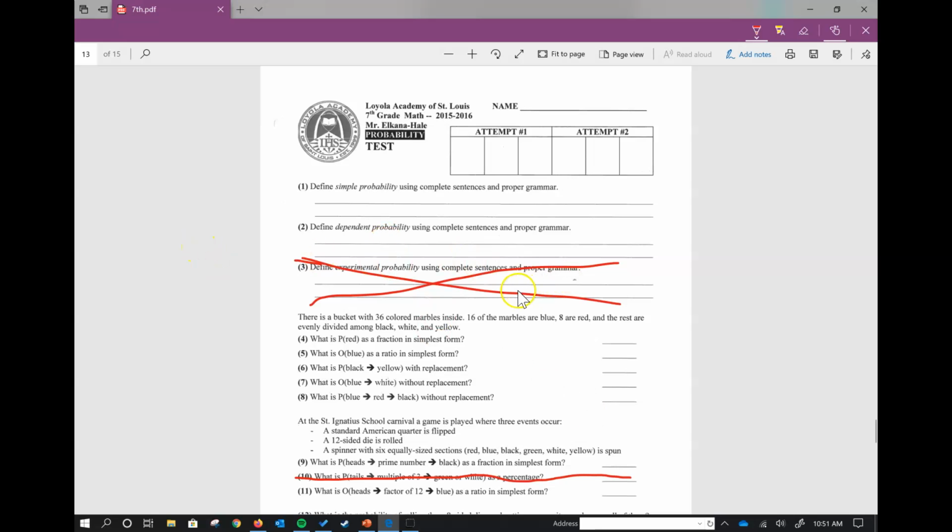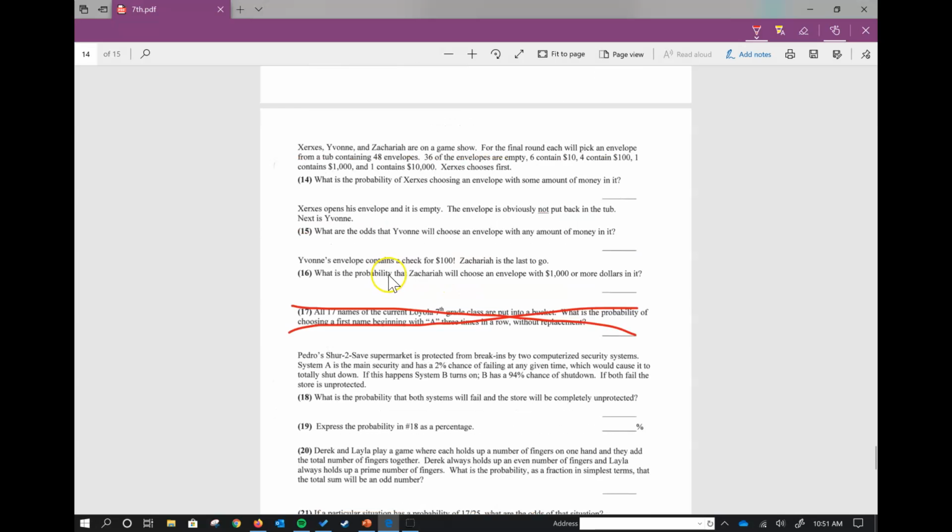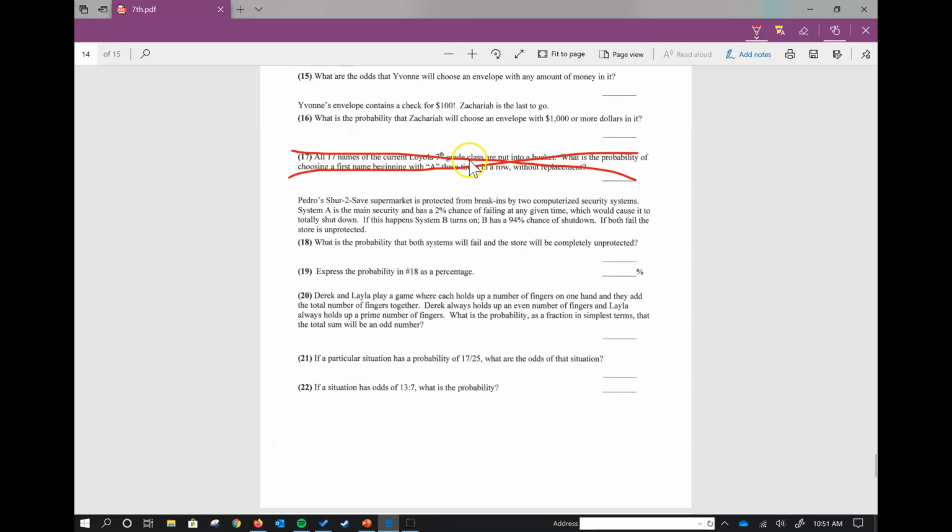You'll notice some of the things on here are crossed out. Don't do number 3. We'll talk about experimental probability next week. Don't worry about number 10. We'll talk about percentage probability next week. Don't do number 13. In about 2 weeks, we'll talk about how casinos and other places use odds to turn into money. Don't do number 17 because in the hectic nature of everything that's been happening, I forgot to update this question with the correct number of students in the 7th grade.